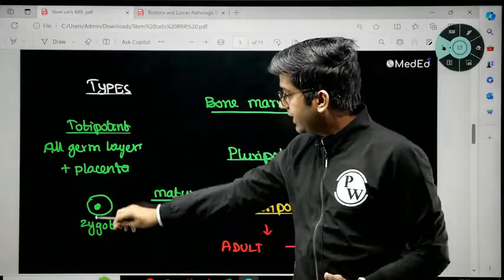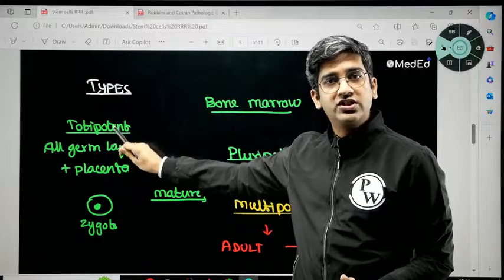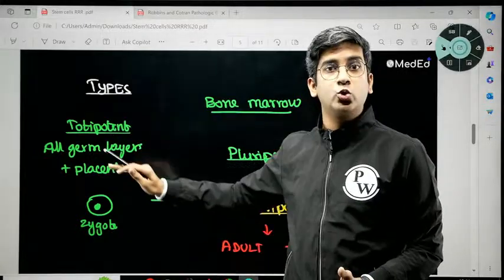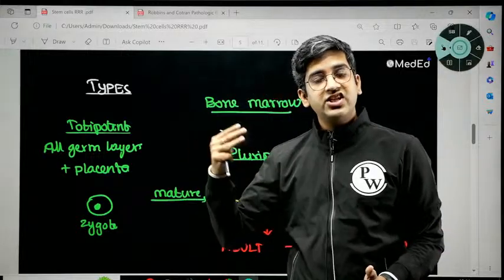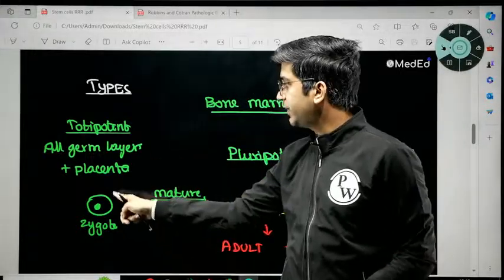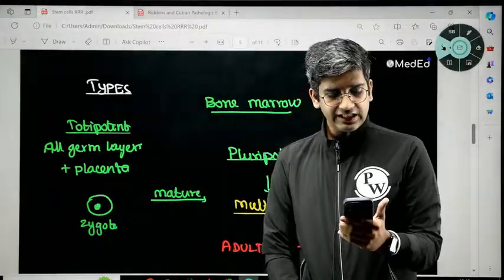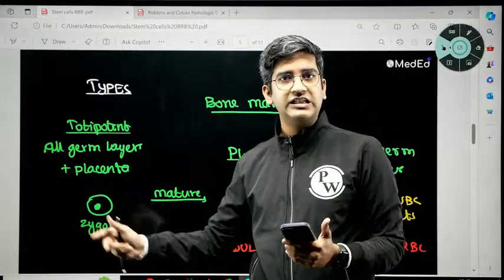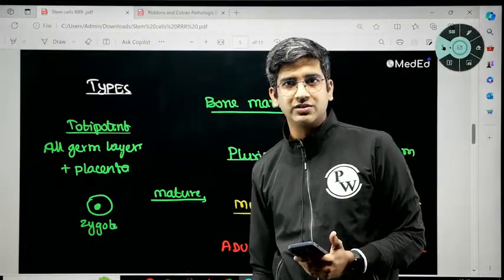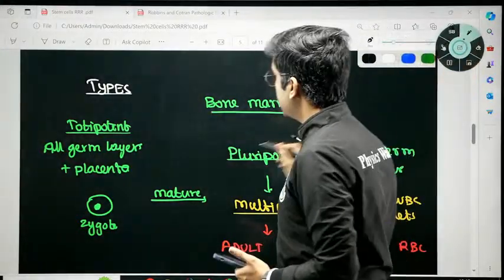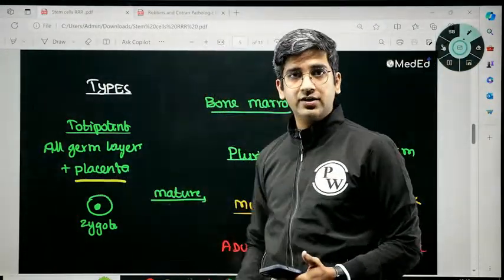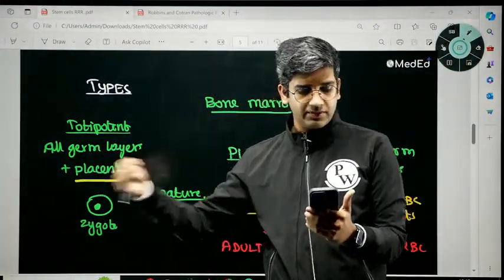When you take a zygote, we call that zygote stem cell a totipotent germ cell or a totipotent stem cell. What I mean by totipotency is that it can give rise to all three germ layers and also the placenta. Placenta is a fetal tissue or a maternal tissue? This is a very basic question. Placenta: fetal or maternal? Placenta is maternal tissue, right? It's not the fetus tissue. Placenta is from the mother, right?